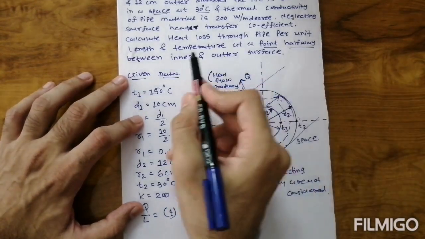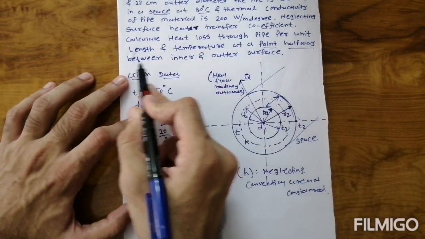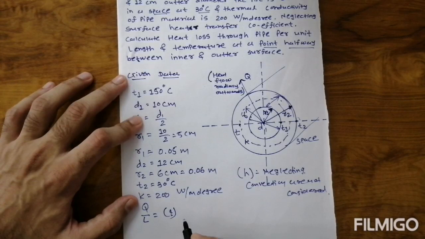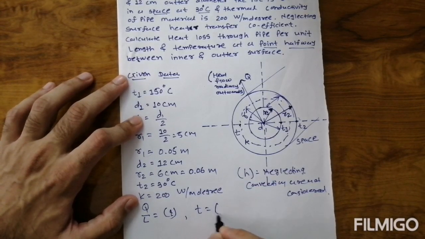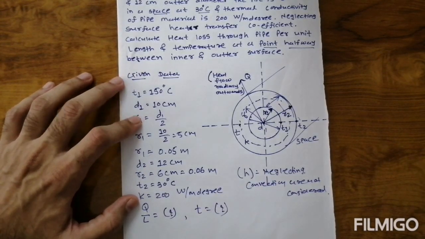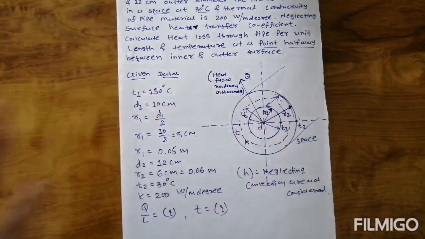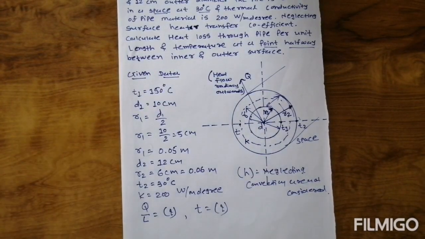Now what will be our target? The temperature at the point halfway between the inner and outer surface will be found out. It means that T will be determined. So the second condition is that T will be determined, the temperature at the halfway. So first determine Q by L, and second determine the halfway temperature. Okay, so that is your given data and that is your schematic diagram for the hollow cylinder.